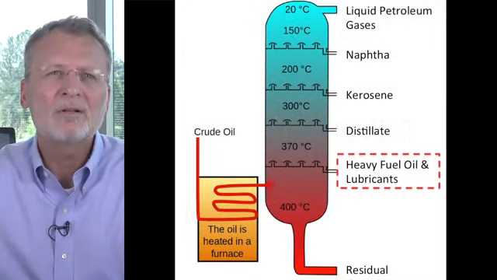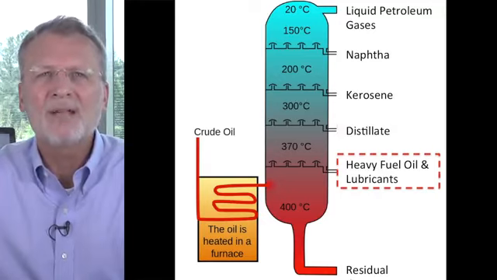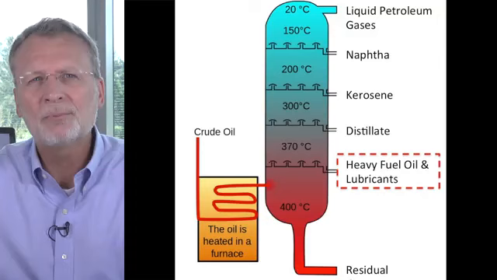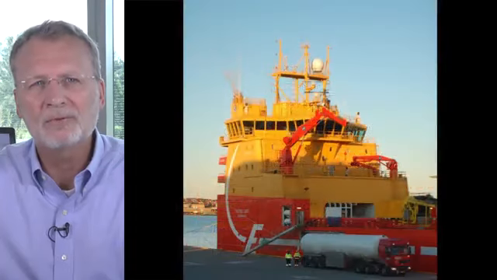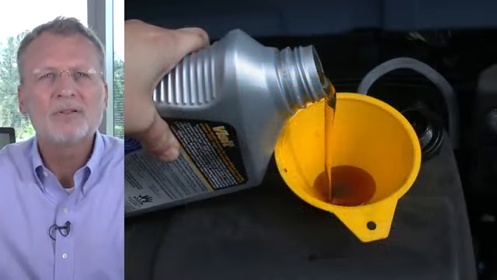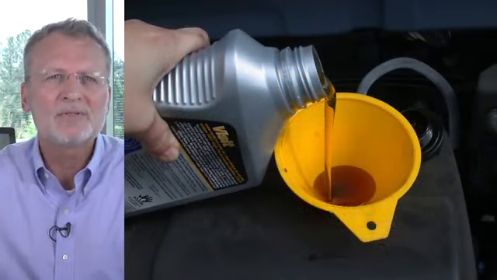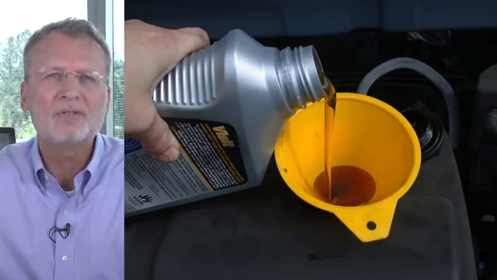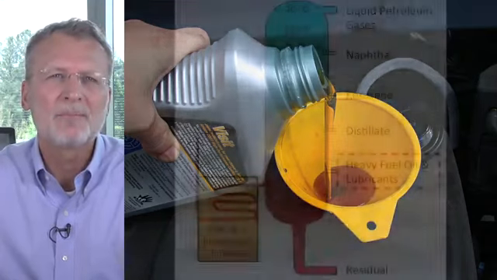Heavy fuel oil and lubricants come next. These are hydrocarbons with 19 or more carbons per molecule. Principal among the heavy fuel oils is bunker fuel, which is used in large transport ships. The lubricants reduce friction between surfaces that come into contact with one another and so are critical for smooth operation of machines such as engines.